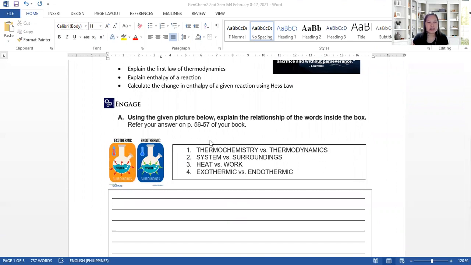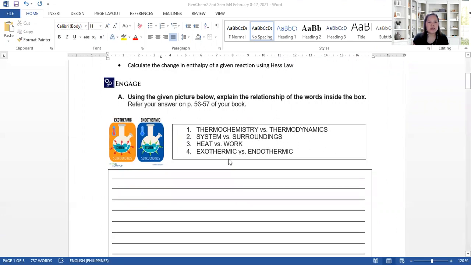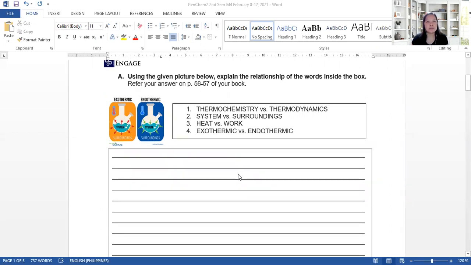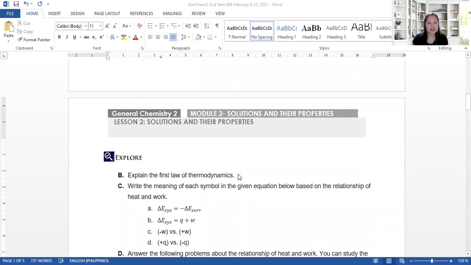All right, let's begin. So for the engage part, using the given picture below, explain the relationship of the words inside the box. So you can refer your answer to pages 56 to 57 of your book. The first one is thermochemistry versus thermodynamics. All right. System versus surroundings. Heat versus work. Exothermic versus endothermic. So you can define first their definitions, their meanings, before you explain their relationship with each other.